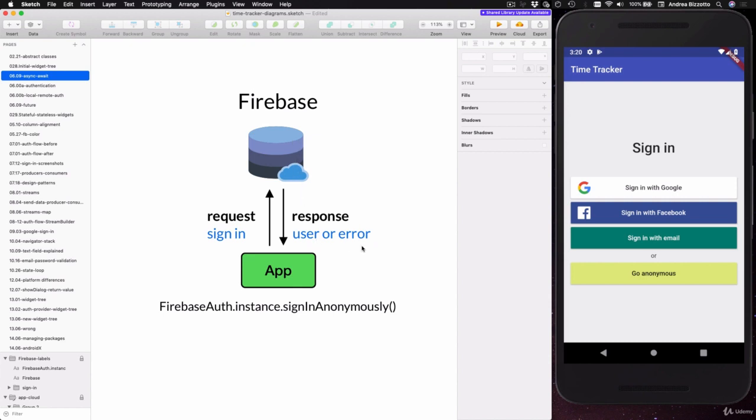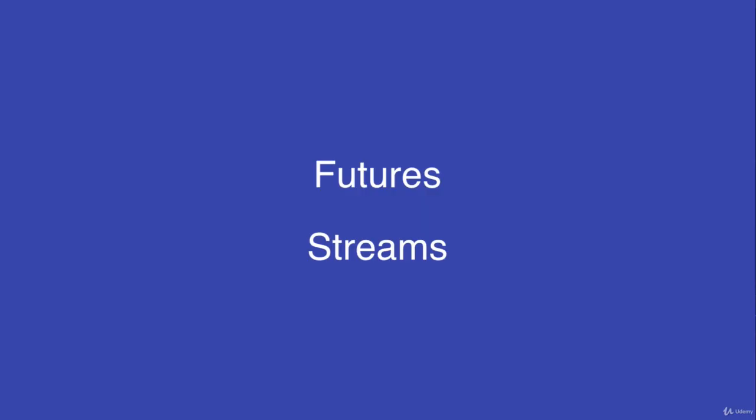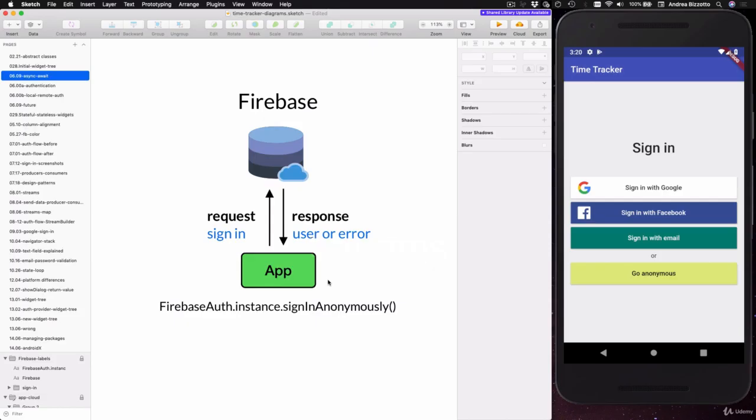In fact, what we are really doing here is calling a method which is asynchronous. So making a web request or authenticating with Firebase are both examples of asynchronous programming. In Dart, there are two main language features that we can use to deal with asynchronous code. These features are called futures and streams, and we will talk about futures and streams extensively in this course. For now, what you need to know is that signInAnonymously is a method that returns a future.